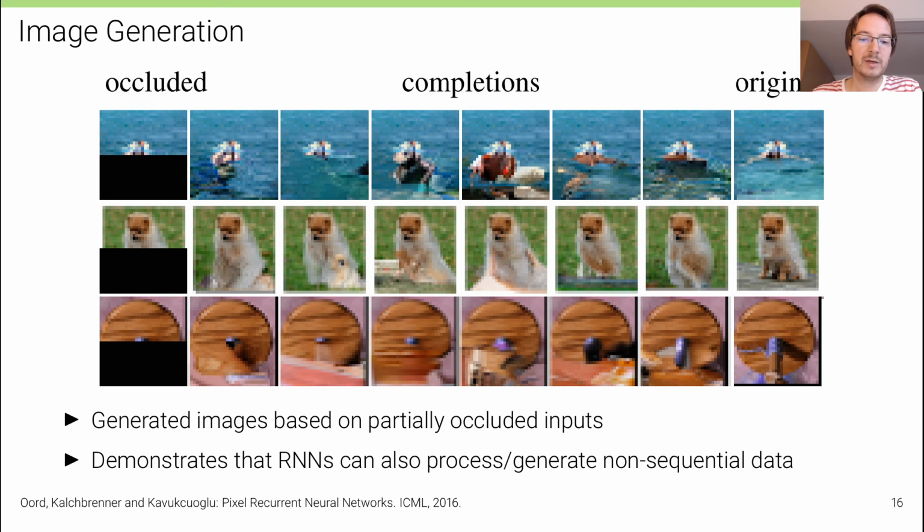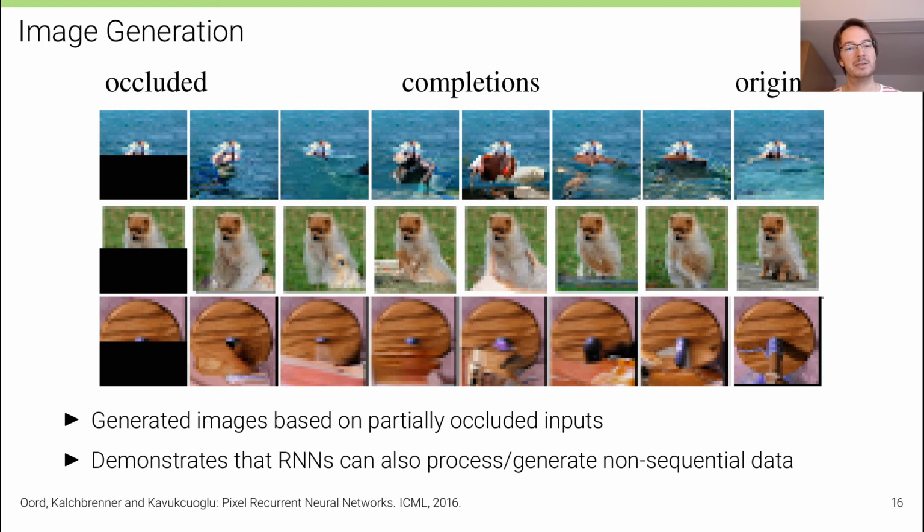In this model by Oord et al. at ICML 2016, a similar model has been developed that predicts from an occluded image a non-occluded variant. You can see the input to the model on the left and the ground truth on the right. And of course, from this occluded version, it's very unclear what should be happening in the lower part of the image. There's multiple things that are equally probable.